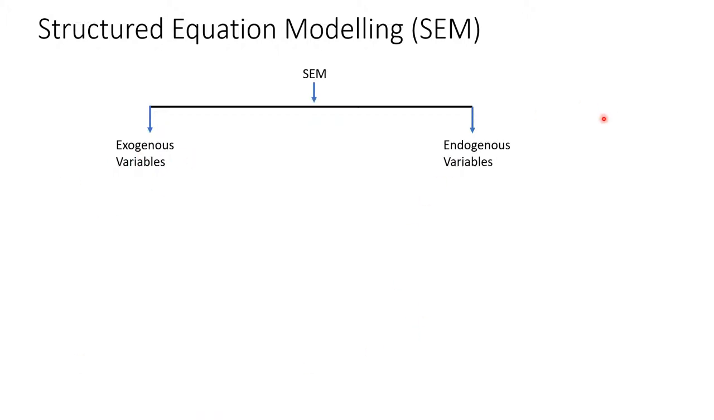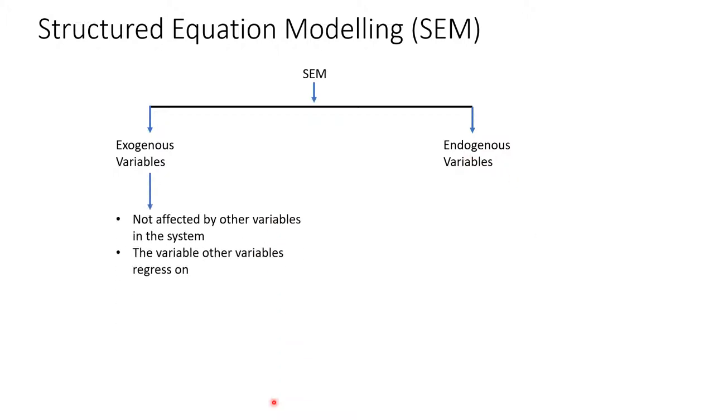So let us look at the steps that could be used. Let's assume we have SEM, that is structural equation modeling, and we have two things that we need to look out for when you want to analyze SEM. Now, what do you do? There are two variables that are involved. You have the exogenous variable, and the second is the endogenous variable. So when you are performing this kind of modeling, you must have two variables. One is exogenous and the other one is endogenous.